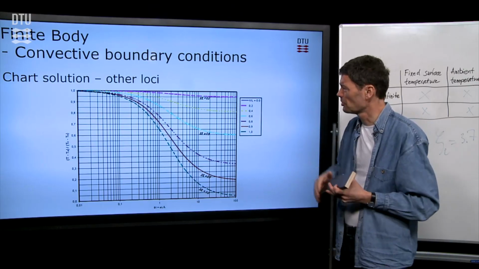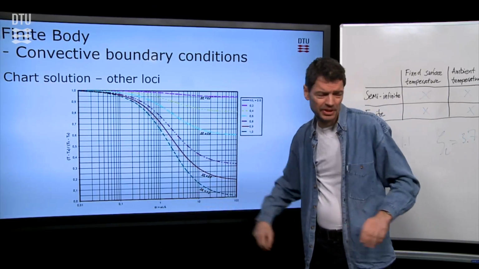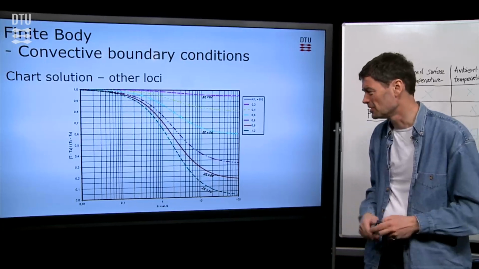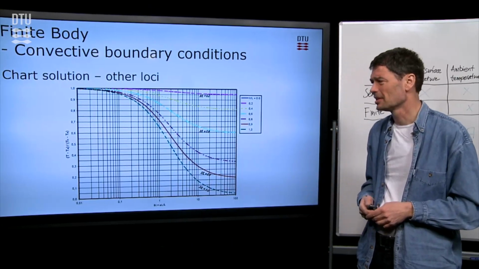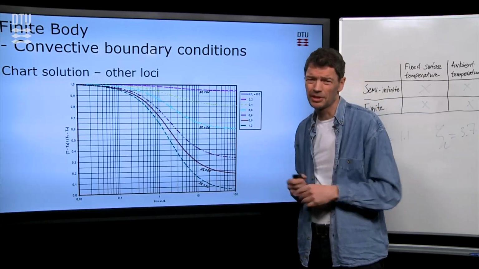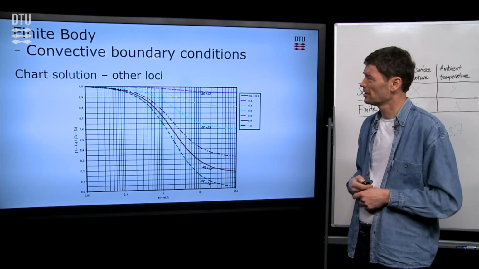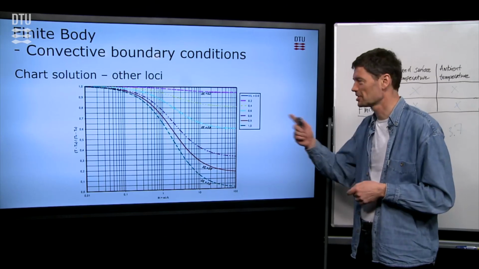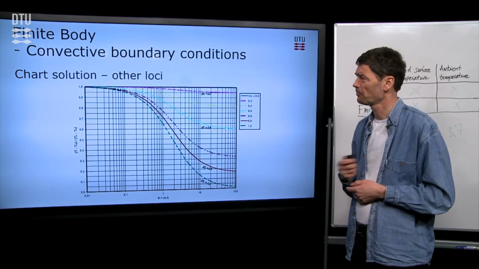So you go in here and find the proper curve, and then you insert the Bi number down here on the x-axis of the diagram, and so you can find that temperature, how it is in relationship to the center temperature. Those are the charts, and then you don't have to calculate, you can simply insert and read it as accurately as you can with such charts.